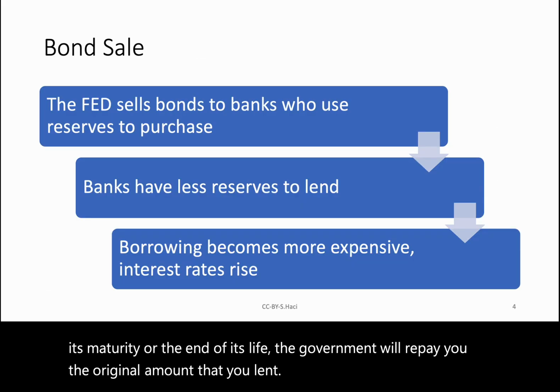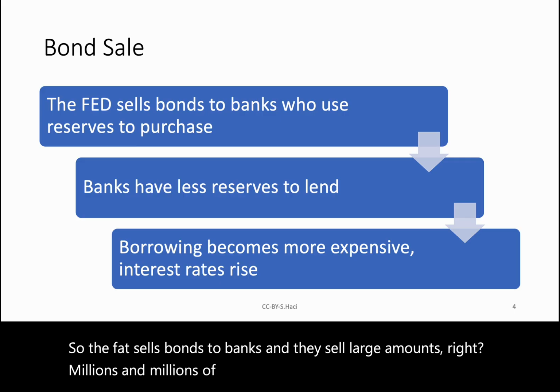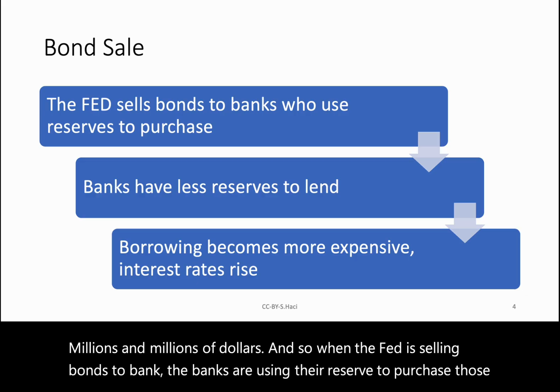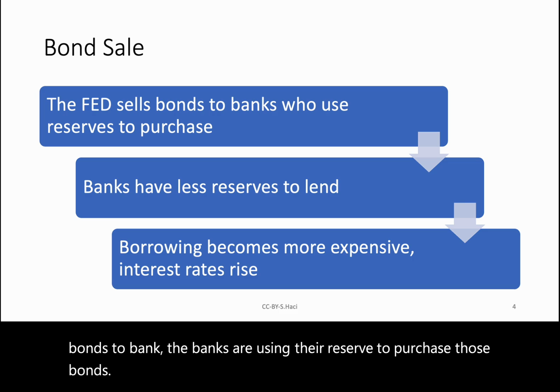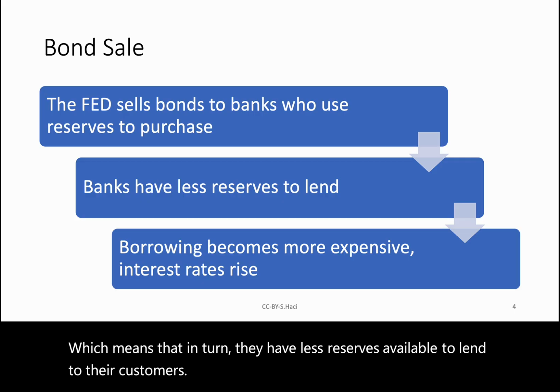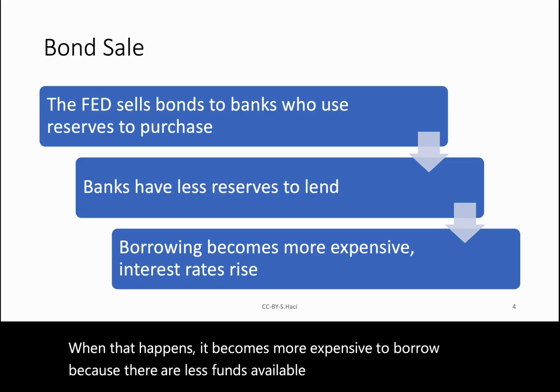So the Fed sells bonds to banks, and they sell large amounts, right? Millions and millions of dollars. And so when the Fed is selling bonds, the banks are using their reserves to purchase those bonds, which means that in turn, they have less reserves available to lend to their customers. When that happens, it becomes more expensive to borrow because there are less funds available, and interest rates will tend to rise.